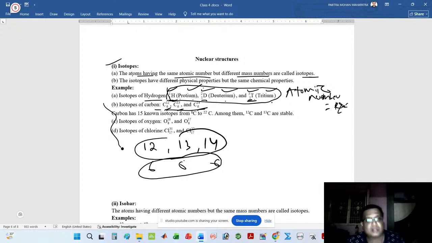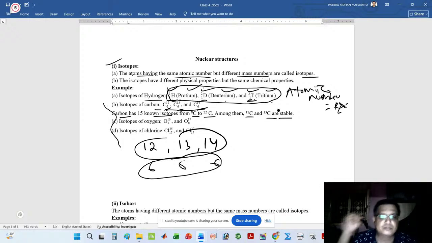If you think about the isotopes of carbon, carbon has 15 known isotopes, from C-8 to C-22. But among the 15 isotopes, only C-12 and C-13 are stable.